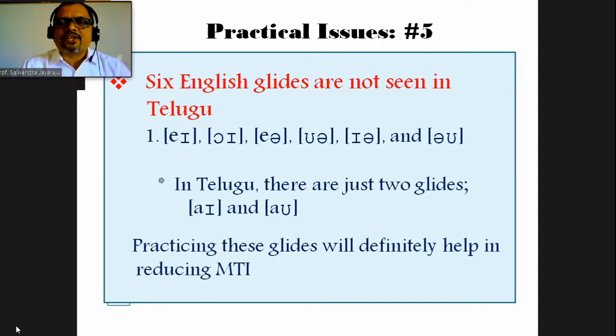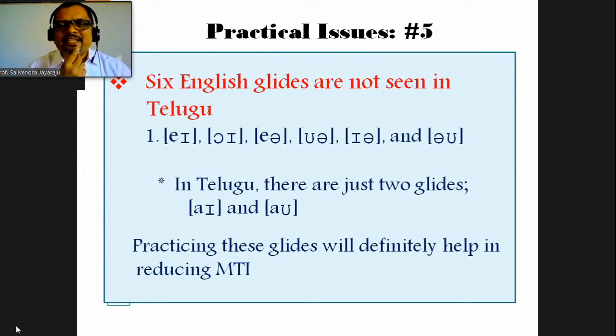Six English glides are not seen in Telugu. See, in Telugu we have glides, 2 glides. For example, I and ow, I, o, ow. Ow is a glide, long, I and ow, but English has got 8. So different. A, I, w, e, o.